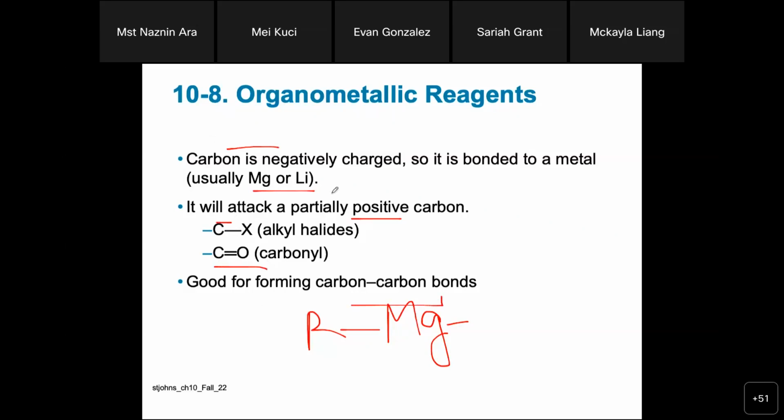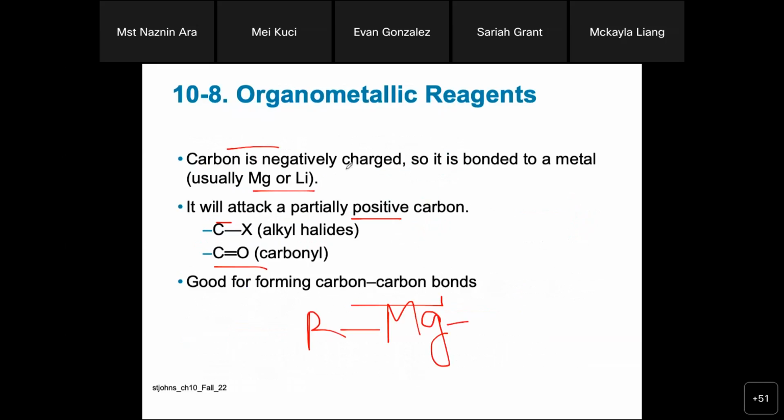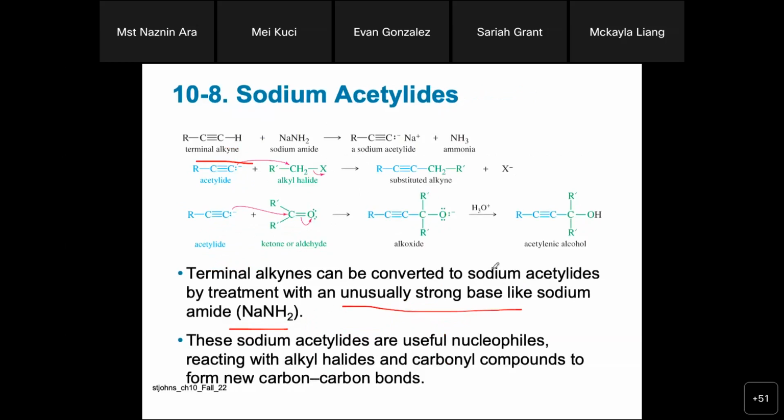So we will talk a little more here. Terminal alkynes can be converted to sodium acetylide by treatment with an unusually strong base like sodium amide. We can see here, this is the terminal alkyne. I don't know why they put this slide here. Actually, this slide is supposed to go after the Grignard, but anyway, let's check it out here.